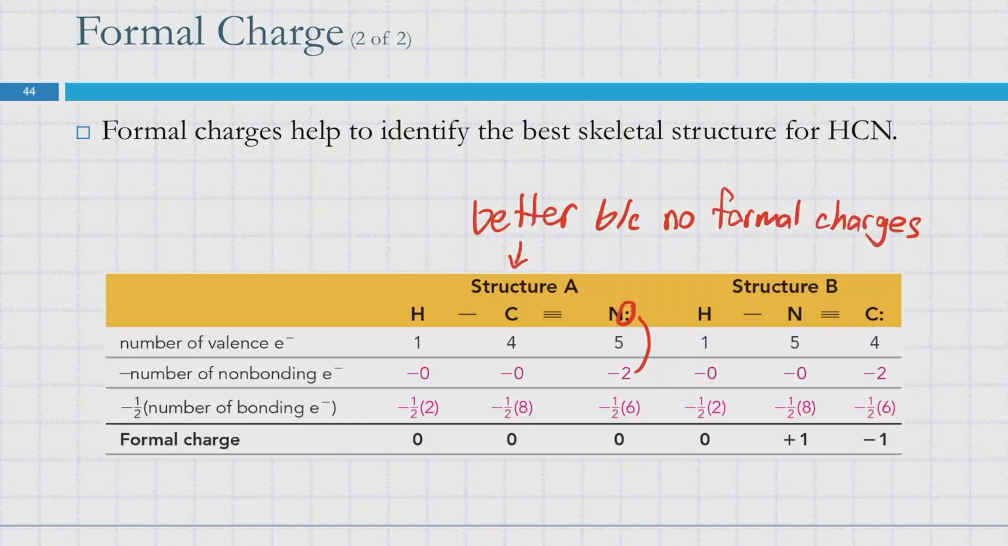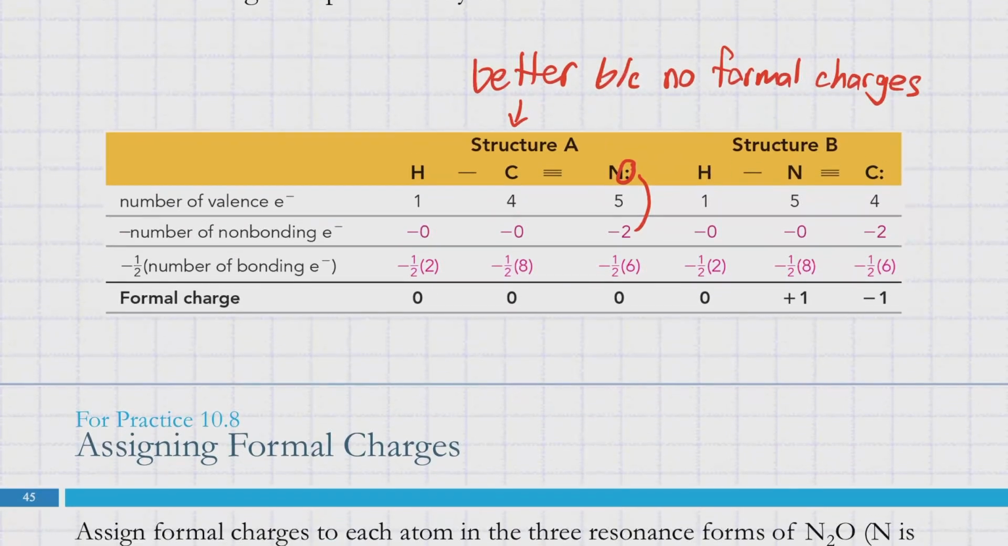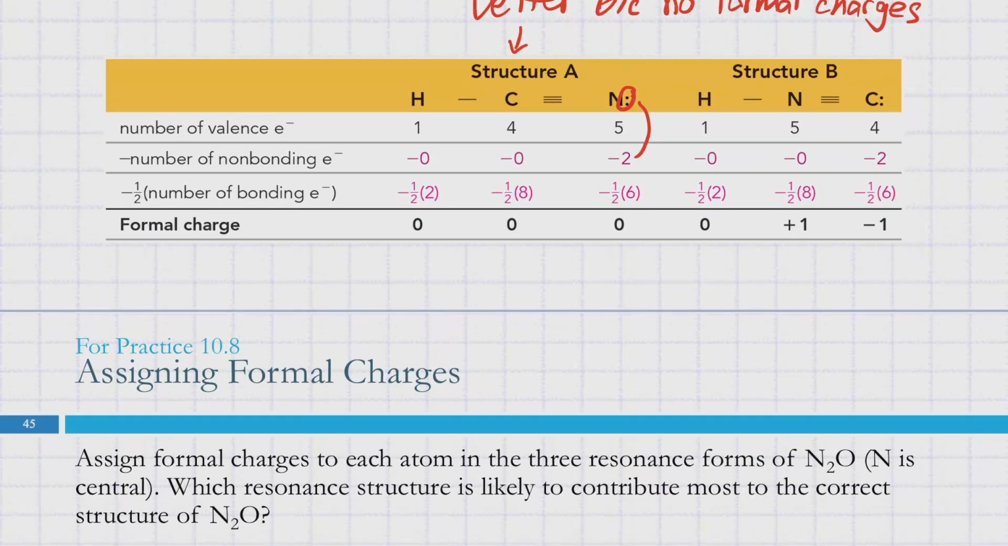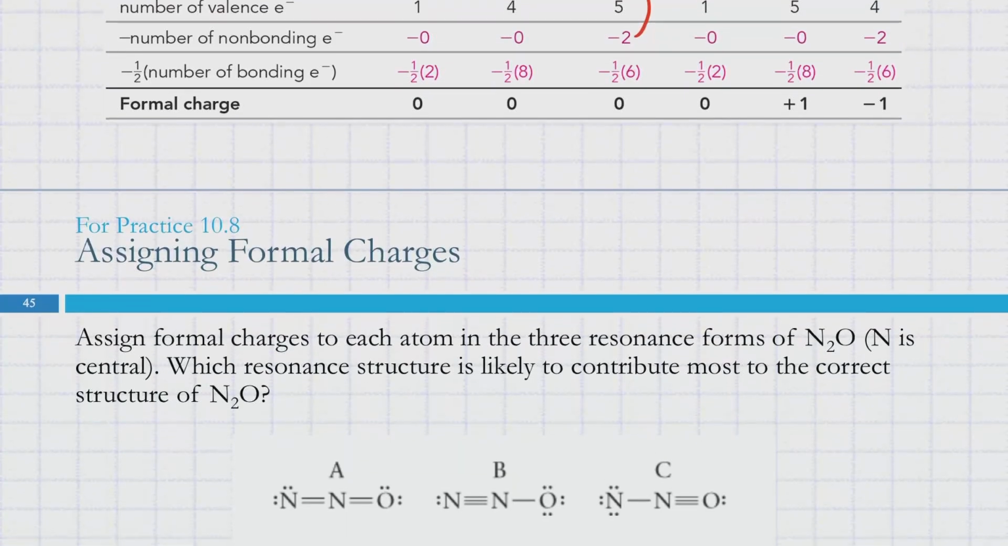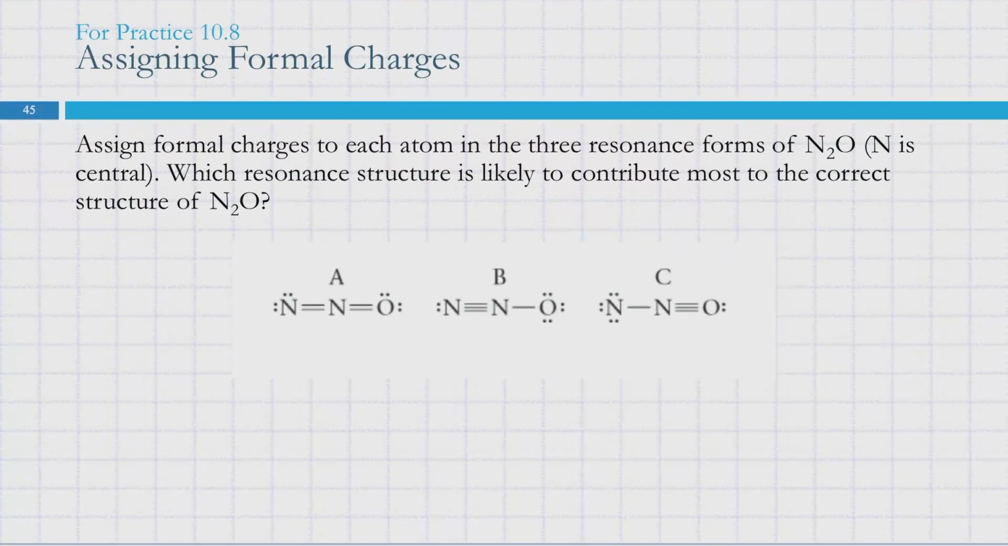So this is an instance where we can avoid formal charges with one of our structures. Sometimes we can't, and so then we have to pick between a couple of options and see which one's better. Let's say that we want to assign formal charges to figure out between each of these 3 resonance structures of N2O which is the most correct.